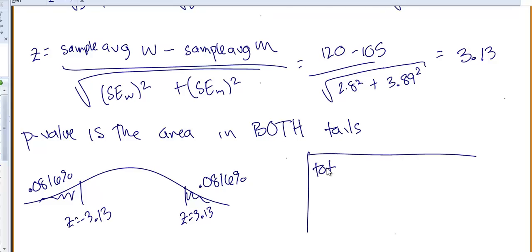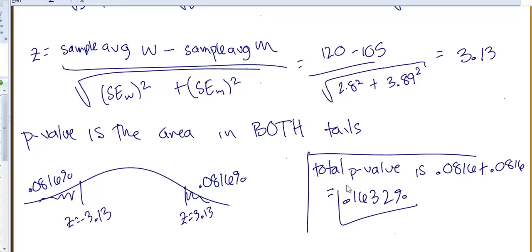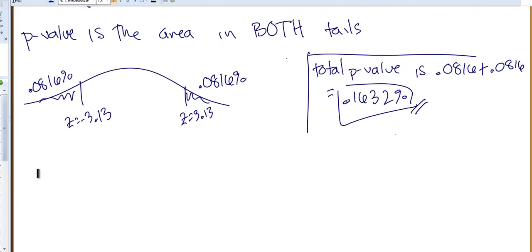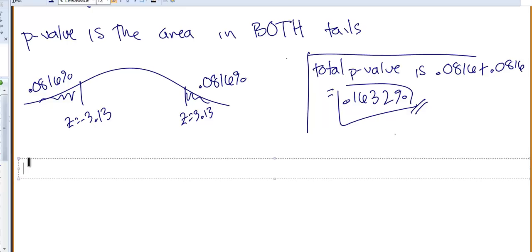So my total p-value is 0.0816 plus 0.0816, which is 0.1632%. Once again, we had to add our two areas together to get our p-value. So this is a small p-value, so we will reject the null hypothesis.